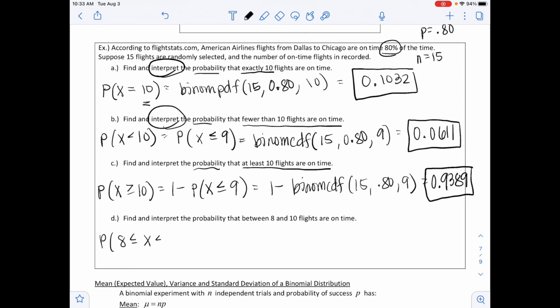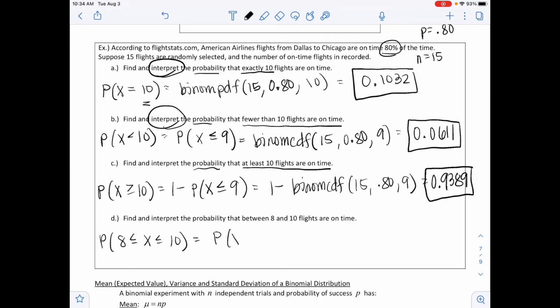Part D says find and interpret the probability that between 8 and 10 flights are on time. So between 8 and 10 means that it could be either equal to 8, 9, or 10. So you can do this and calculate each of those probabilities independently and say probability of x equals 8 plus the probability that x equals 9 plus the probability that x equals 10 and use binom PDF to get that. Or you can go ahead and use binom CDF. And I'm going to go ahead and do it that way, but definitely ask if you have any questions.